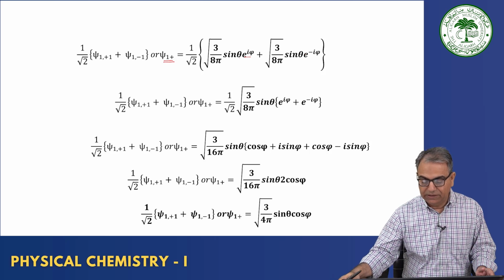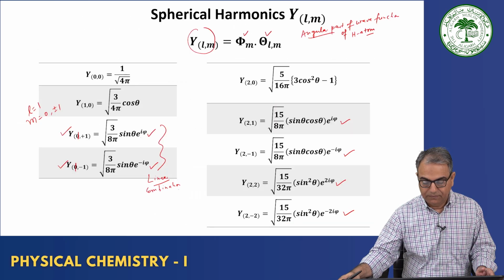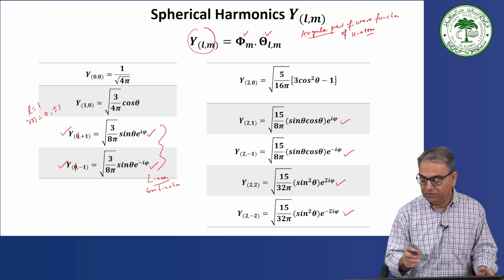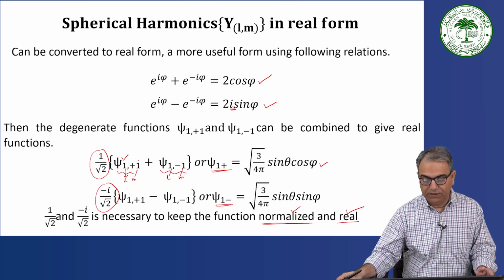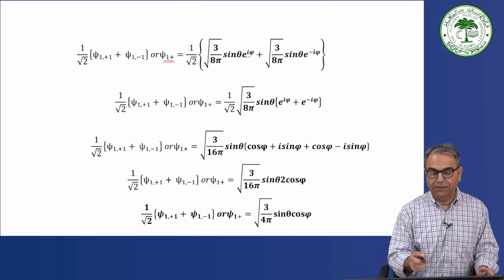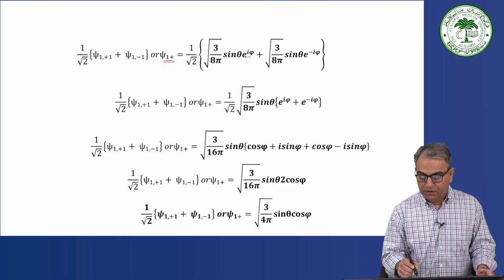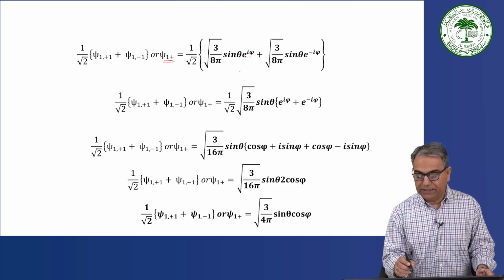Just confirm this one, whether this is the function. See, root under 3 divided by 8 pi sin theta e to the power i phi and root under 3 divided by 8 pi sin theta e to the power minus i phi. Same function we are using, and a positive combination. So if you positively combine this, what do you get? You can bring this root under 3 divided by 8 pi sin theta outside, and then you have this function.